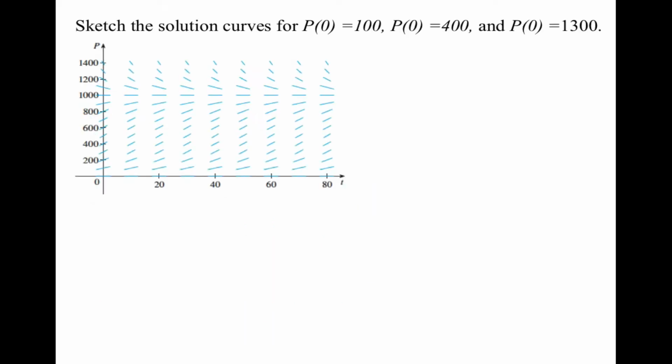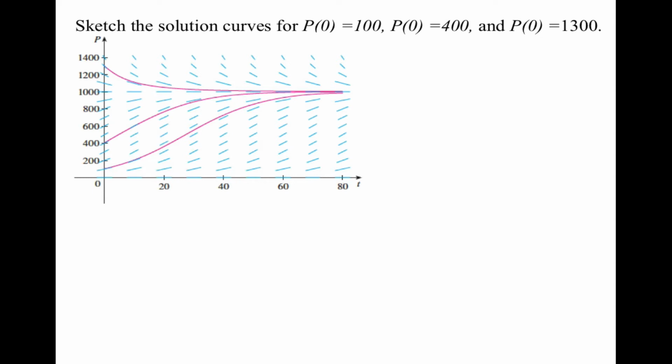Now, if we wanted to sketch the solution curves for P(0) equals 100, and P(0) equals 400, and P(0) equals 1300, we would get 3 graphs that look something like this.